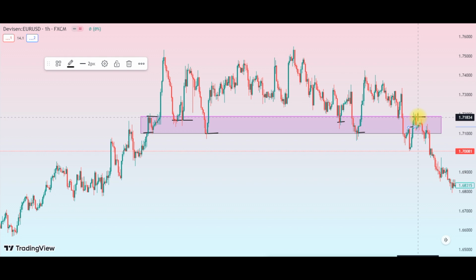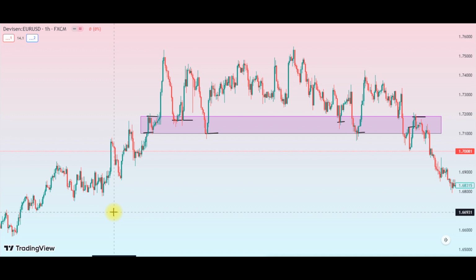So our last criteria, the level has reacted as support and resistance level recently. We've talked about it earlier. This one is fulfilled as well. So you see this level, which makes it a really powerful area.